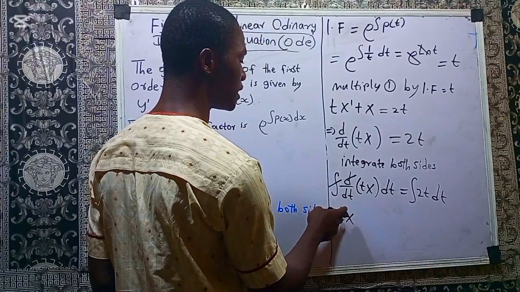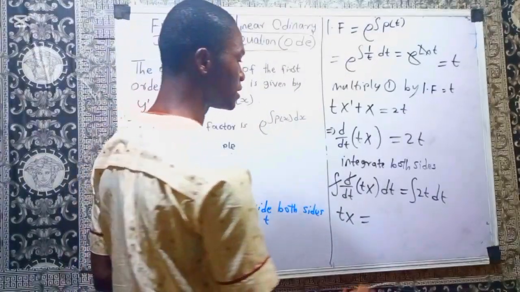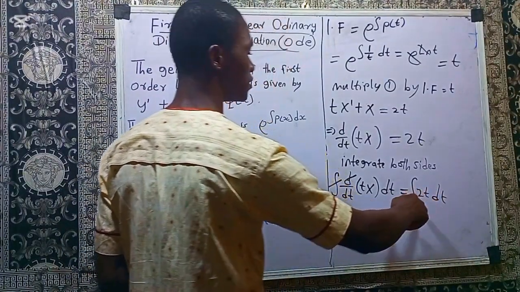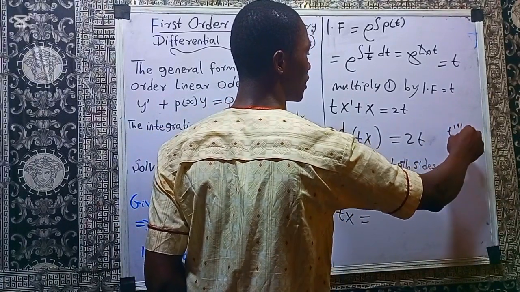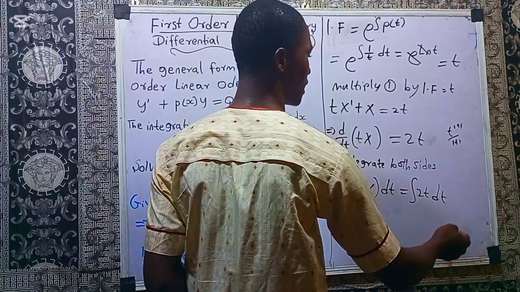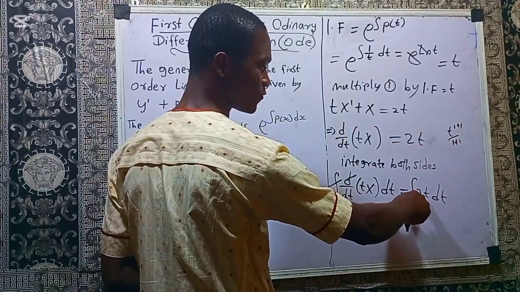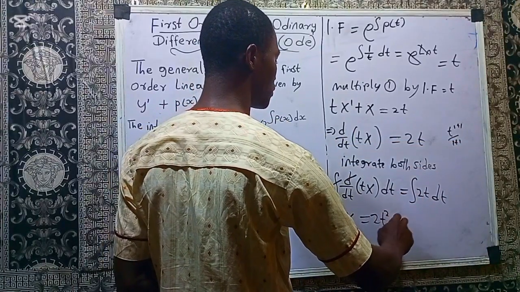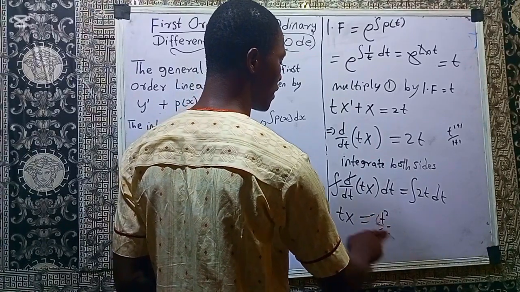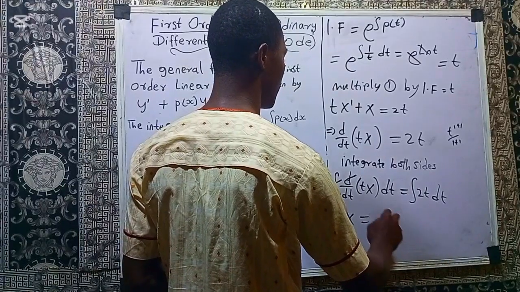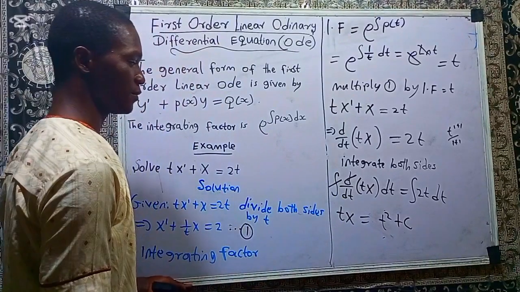So what we will now have is tx equal to, if you integrate 2t, what will you get? The power on t is 1, so you add 1 to the power and divide by the same. That's t raised to power 2 divided by 2. But we have 2 earlier here, so we have 2 t raised to power 2 divided by 2. So 2 and 2 get cancelled, and you have t squared. So we have t squared plus the integrating constant c.